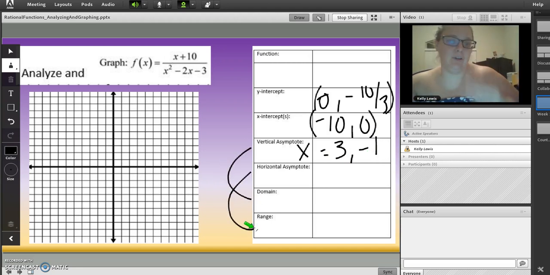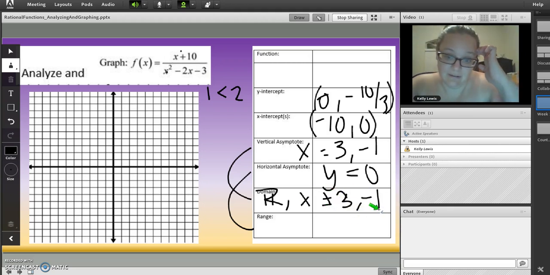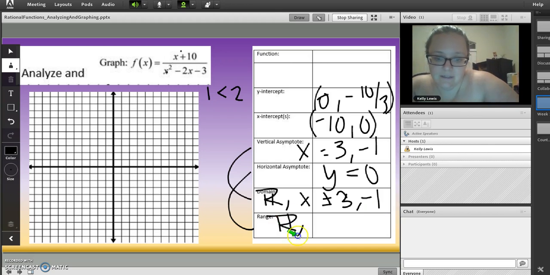And then horizontal asymptote, we're going to look at the degree. So the numerator is 1, the denominator is 2, and it's less than. So when the numerator is less than the denominator, it's y equals 0. And then you write the domain and range. So you could say all real numbers except x cannot equal 3 or -1. So that's another way to write it. Or you could say all real numbers except y cannot equal 0.